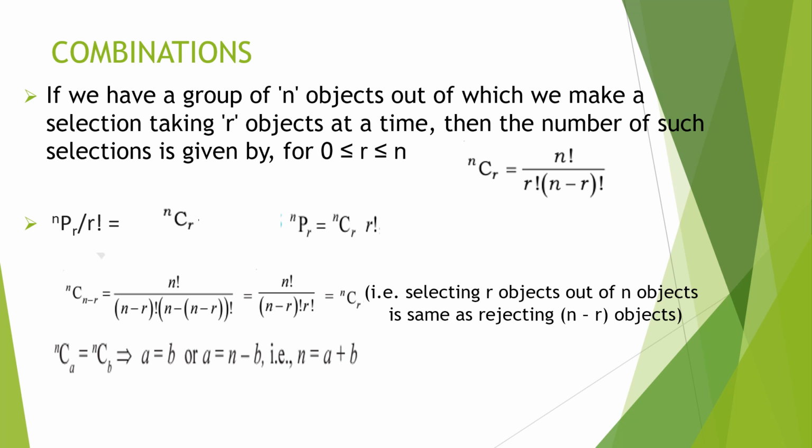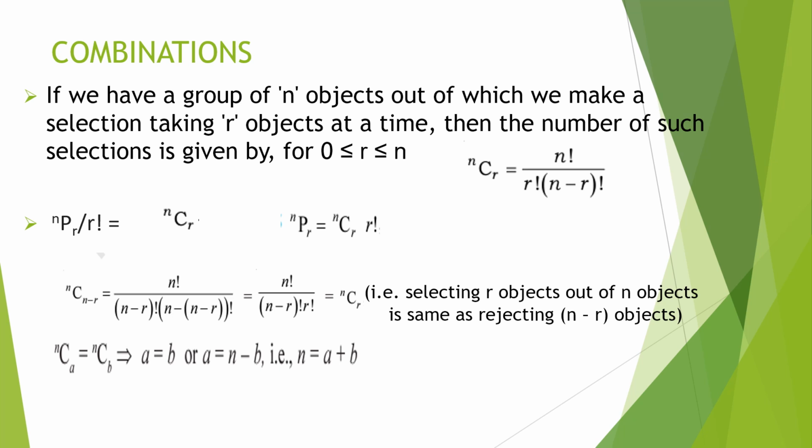Now we will study combinations. Suppose we have a group of n objects out of which we make a selection taking r objects at a time. Then the number of such selections is given by nCr, which is equal to n factorial upon r factorial into (n minus r) factorial, where r is between 0 and n. Remember, permutation was for arrangement of objects while combination is for selection of objects.